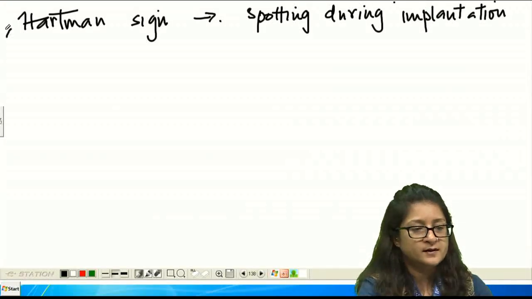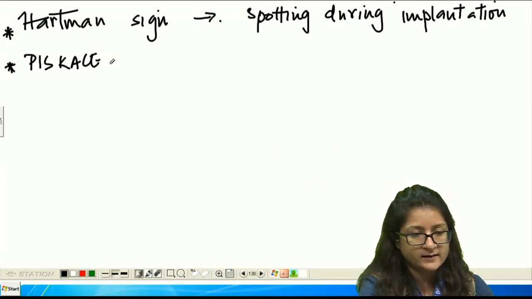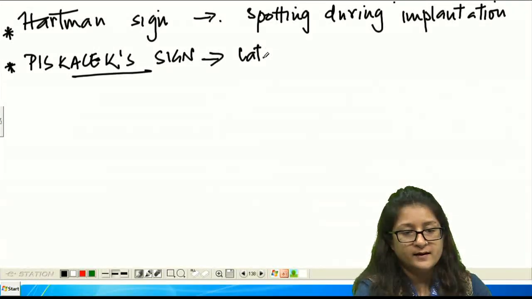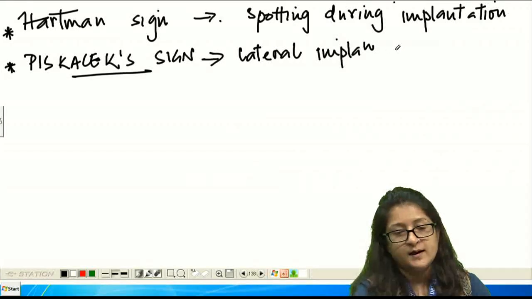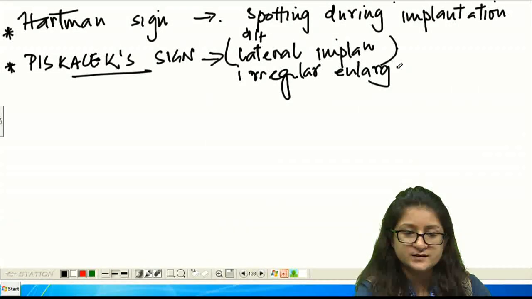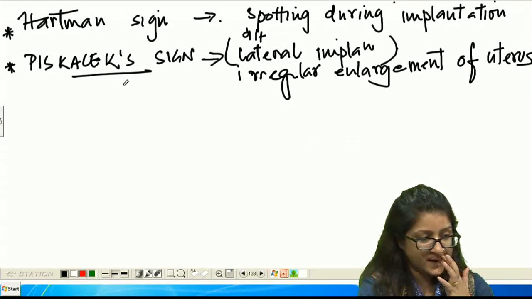Then we have another sign which is called Piskacek sign. This Piskacek sign is basically lateral implantation. Due to lateral implantation there is irregular enlargement of uterus, that is Piskacek sign, irregular enlargement of uterus.